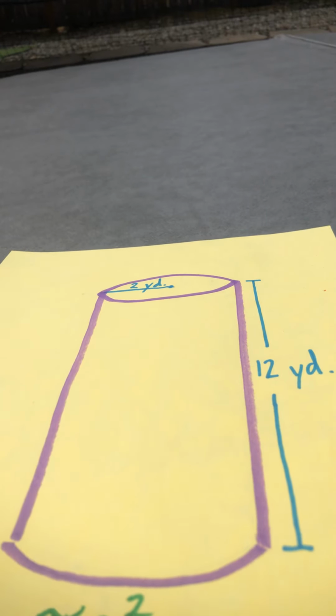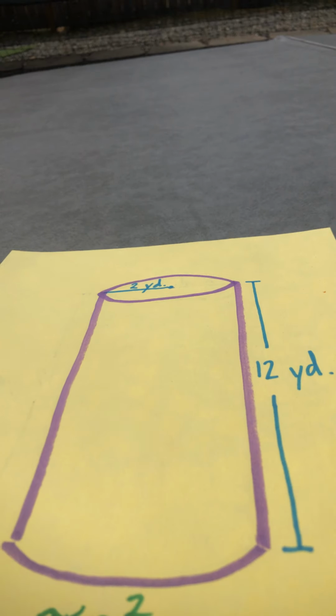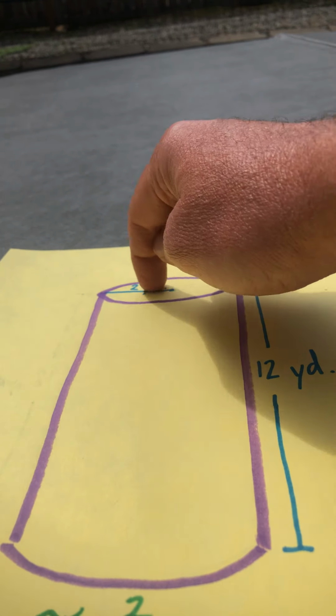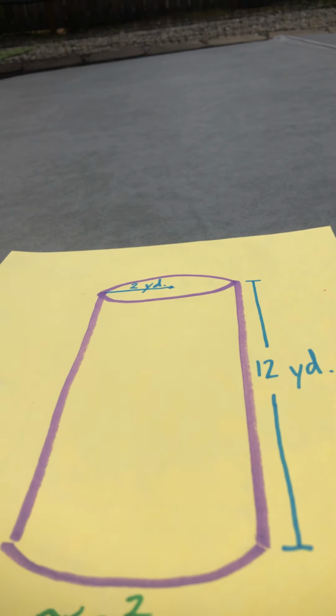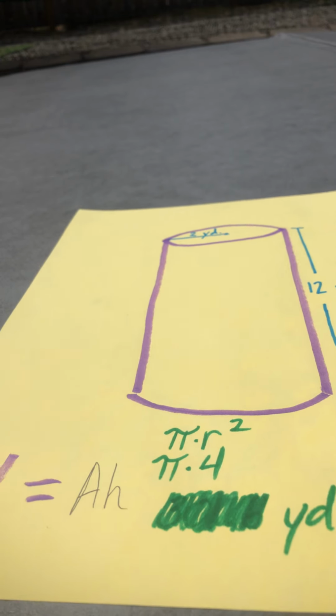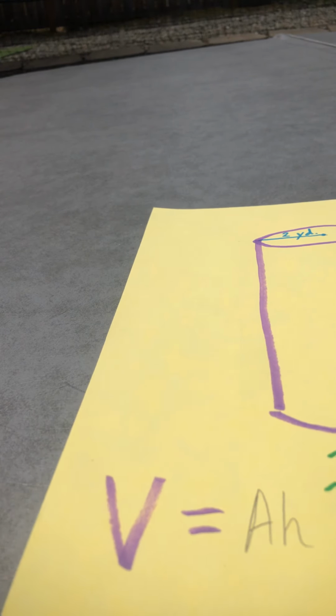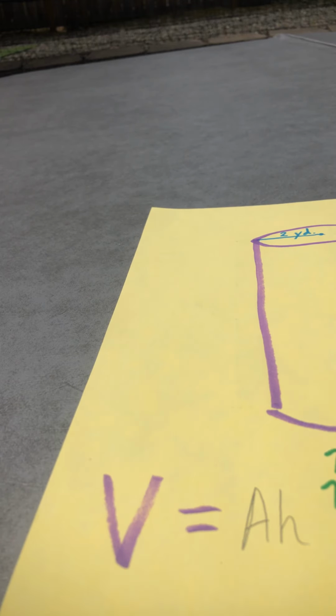So we've got my cylinder here that I drew up with a height of 12 yards. And top here, we call this the radius, is 2 yards. You're gonna need those two dimensions to figure this one out. So volume first, as you can see, the volume formula is area of the base times the height.